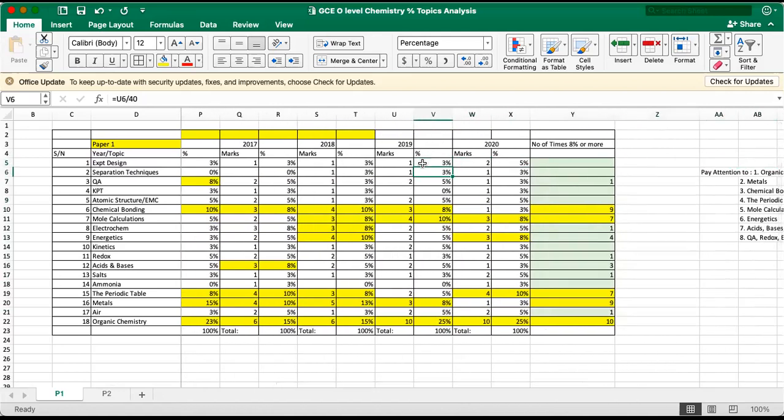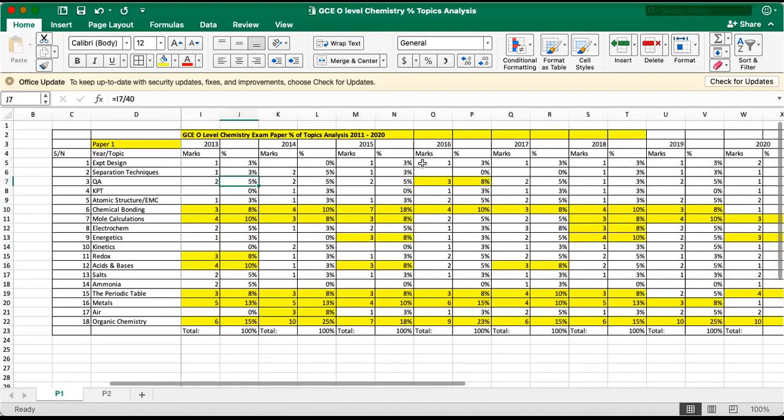Separation technique, they tend to like to ask chromatogram or distillation. Or they want to ask how to determine the melting point, like melt the substance, making sure it melts at a fixed temperature, that is a melting point, to test the purity of a substance. They seem to like to ask that. QA, a few here and there. It's combined with salts.